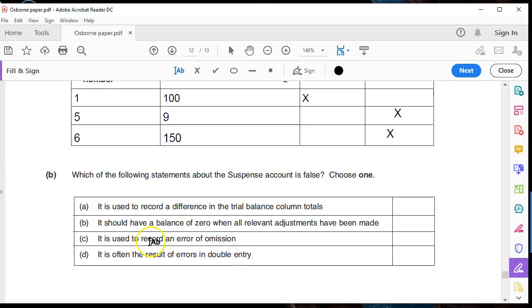That is also right. So the only suitable answer for which the suspense account statement is false is that it is used to record error of omission. Because error of omission is an error which is completely omitted. Like let's say a sales invoice is completely omitted. So to record the sales invoice, you use the sales account and the SLCA account. You don't need to use a suspense account. So that is why statement C will be wrong.